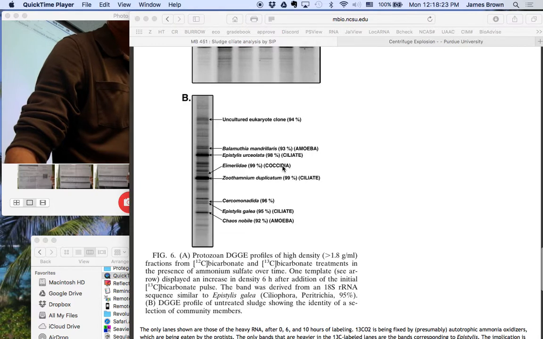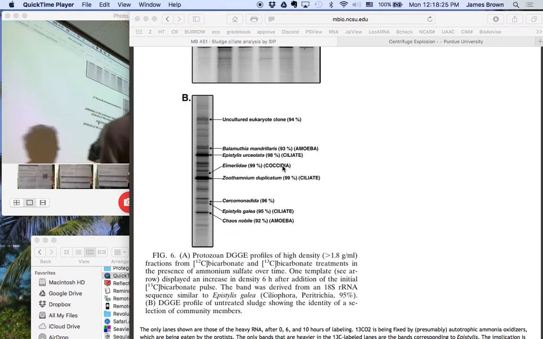This is the definitive experiment here where they're getting a lot more stuff. They've got a series of bands that they believe are labeled up. Oh, so they've added ammonium acetate. In the previous experiment, they're just doing carbonate, so they're looking at autotrophy. Here, they spike it also with ammonium in order to get more signal.